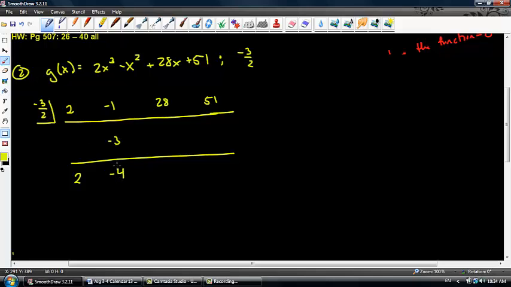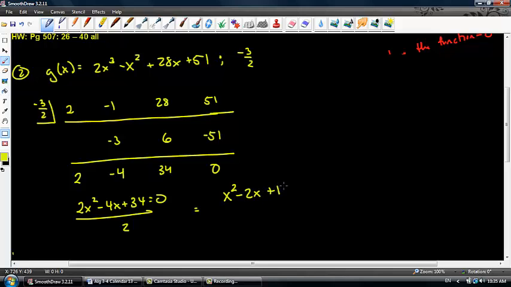Negative 3 halves times negative 4 is positive 6. I'm going to add this down to get 34. Negative 3 halves times 34 is negative 51, and that gives me 0. That's awesome. So what I get is 2x squared minus 4x plus 34 equals 0. I'm going to go and divide everything by 2 to reduce the quadratic. I get x squared minus 2x plus 17 equals 0. Right, I divided both sides by 2.